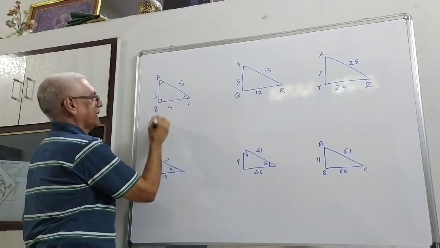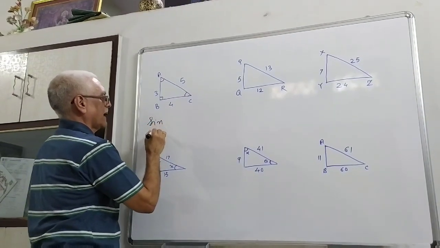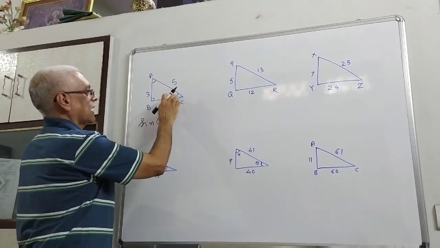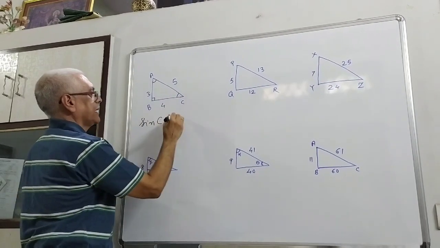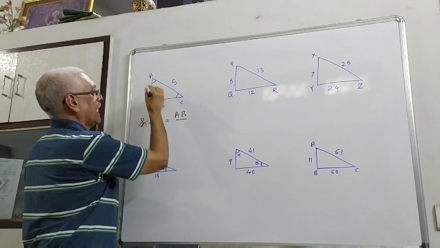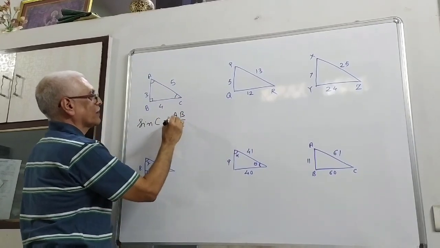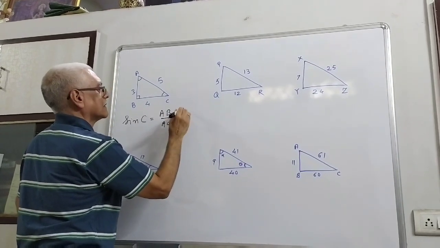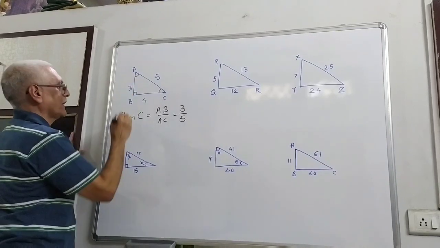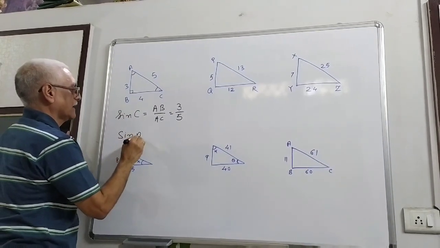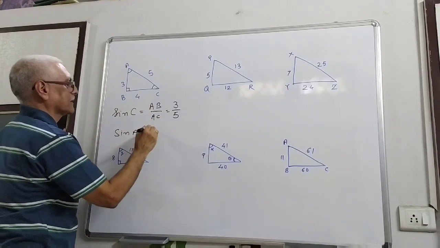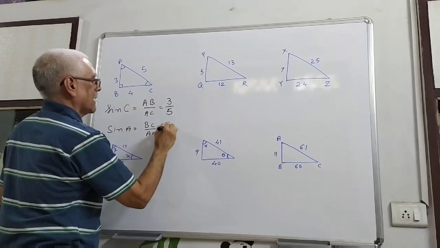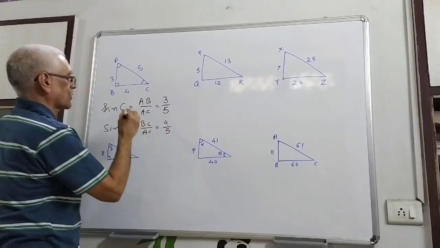So for the angle C, the sine ratio is denoted as sin. The full form is sine. The sine of C is equal to the side opposite to C, that is AB, upon hypotenuse, that is AC. The length of AB is 3 and the length of AC is 5. If you consider sine of A, you will find the side opposite to A is BC and hypotenuse is AC. So BC is 4 and hypotenuse is 5. This is called the sine ratio.